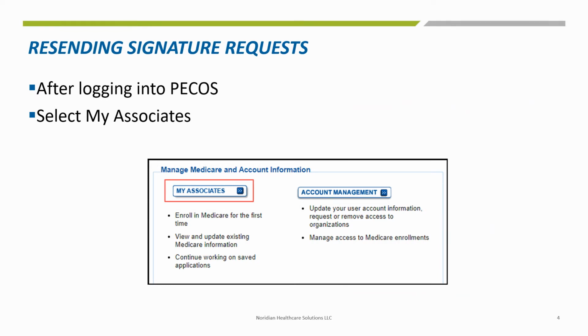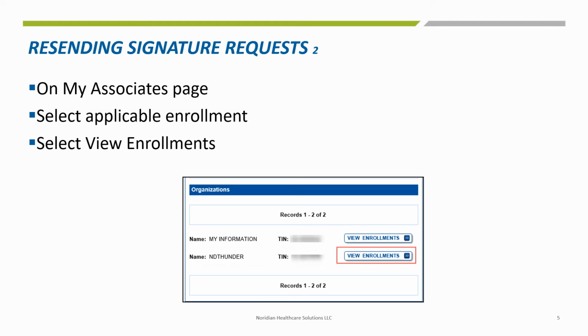If you're not the signer, log into PECOS. After logging into PECOS, use an alternate method to see enrollments with missing signatures. Select My Associates. On the My Associates page, select View Enrollments next to the applicable enrollment.